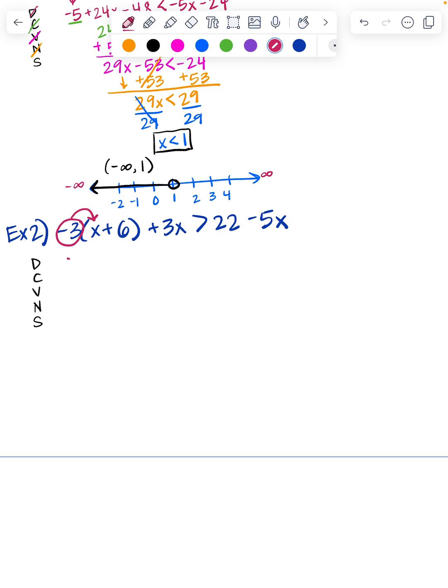-3 times x is -3x. -3 times 6 is -18. Plus 3x, that just comes down, and then is greater than 22 minus 5x. Next, look for like terms. On the left, I have -3x and +3x. If I add those together, it's 0. They actually cancel each other out. So on the left, I only now have -18.